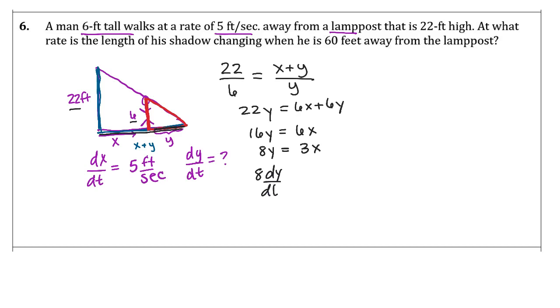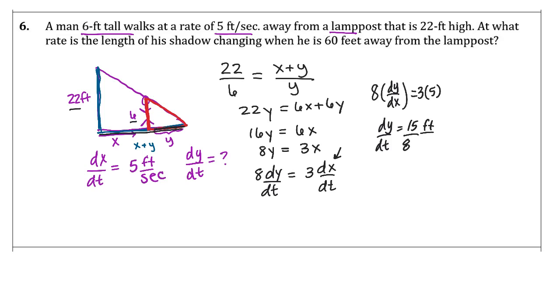And notice once we take that derivative with respect to time, this problem works out to be really nice and neat because I know this value here. So let's go substitute in. We know dx/dt is 5. So I'm going to have 8 times dy/dt equals 3 times 5. So dy/dt, or the rate of change of that shadow, is going to be 15/8 feet per second.